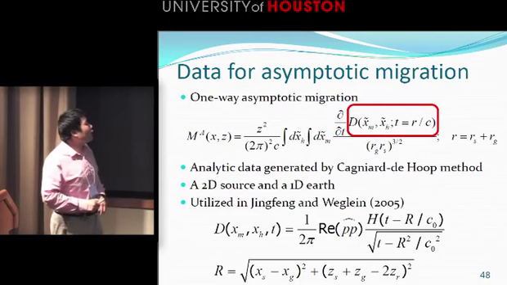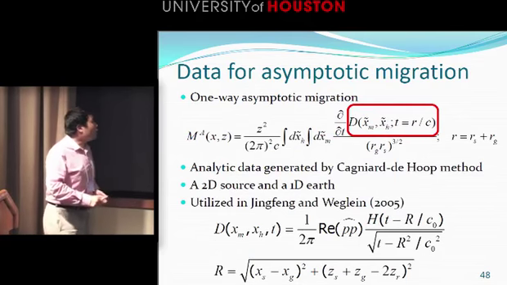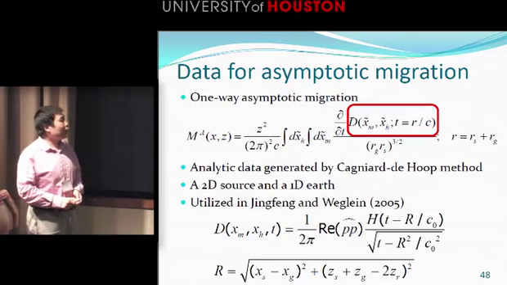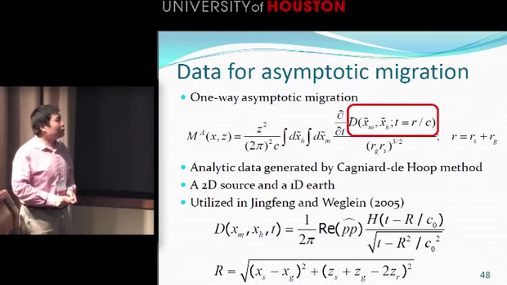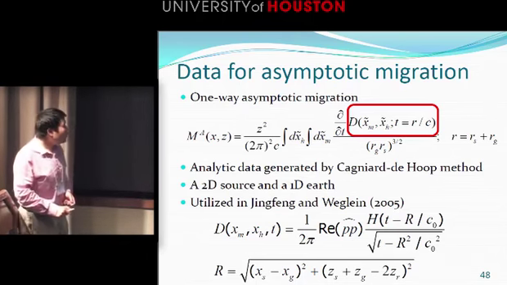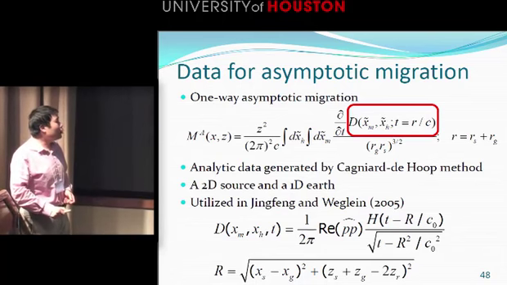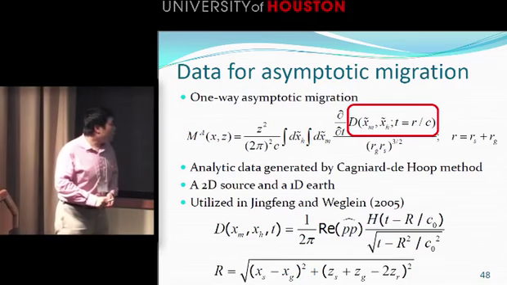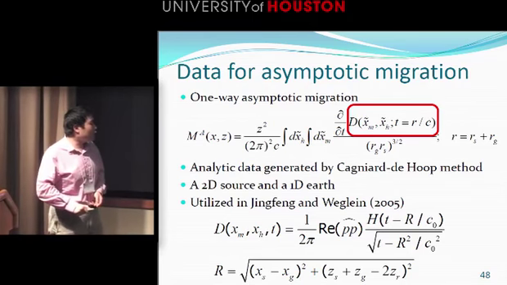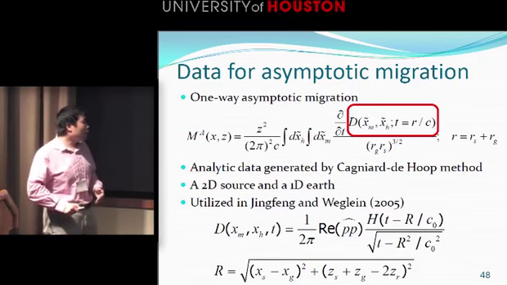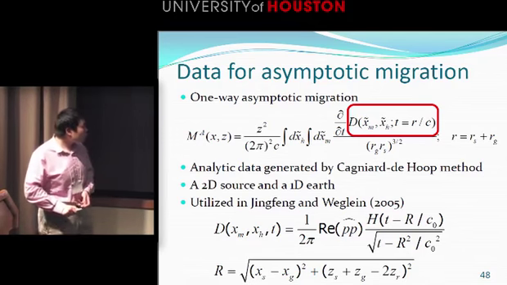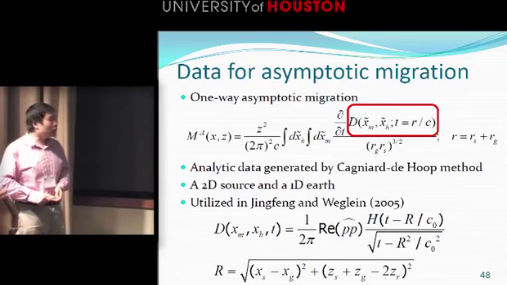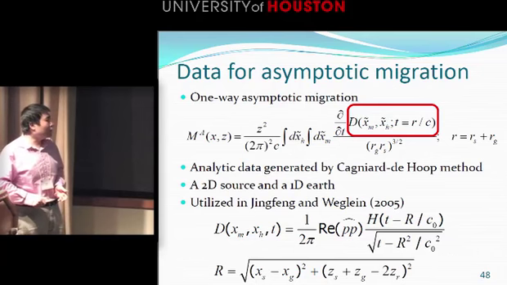Now let's look at the data for asymptotic migration. From the formula, we know that the asymptotic migration is asking for data in the space-time domain. And we use the Cagniard-de Hoop method to generate analytical data in the space-time domain. Here is the formula for this Cagniard-de Hoop data generating scheme. This is also a widely used method. For example, this same formula is used in Qiang Fu and Weglein 2005 M-OSRP report.